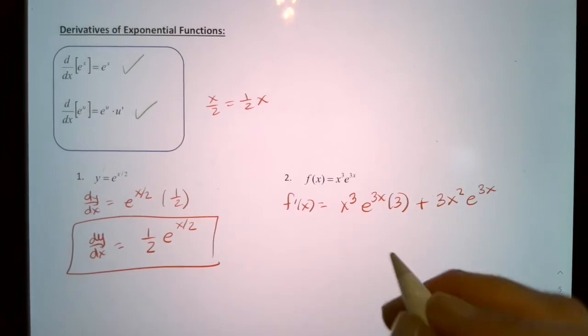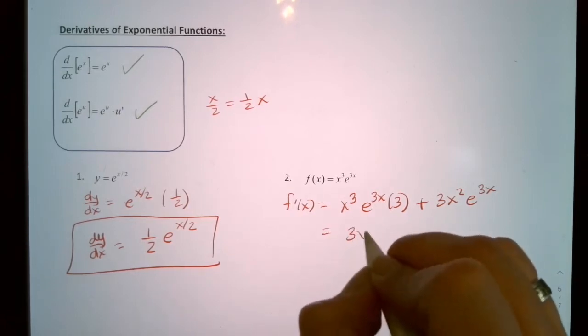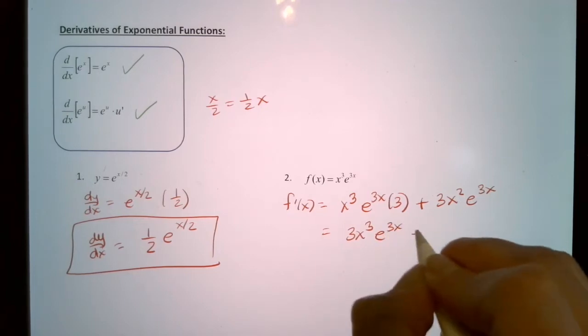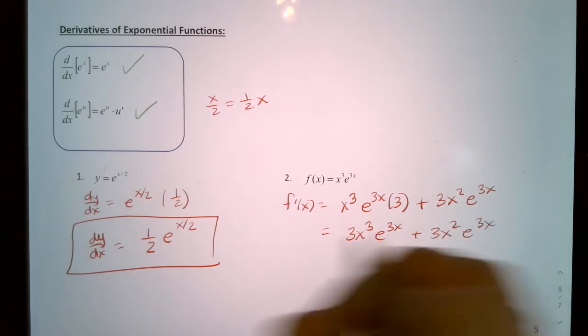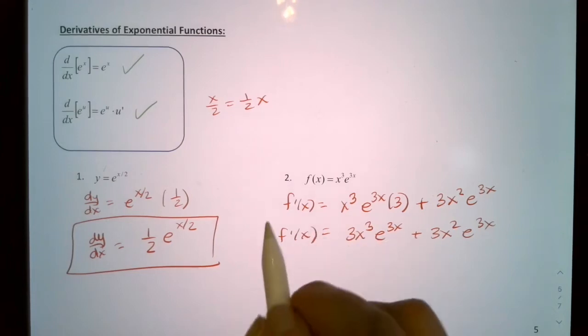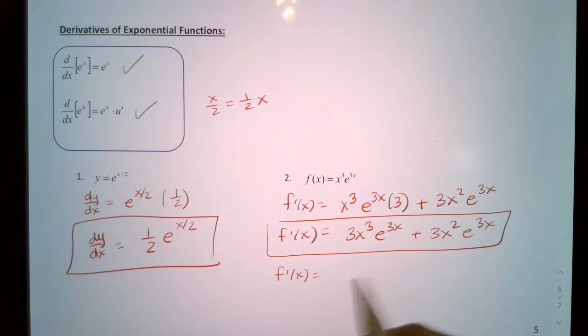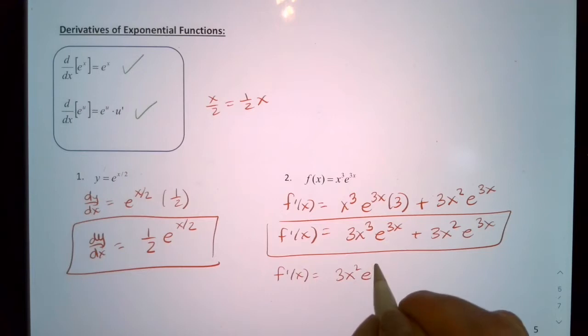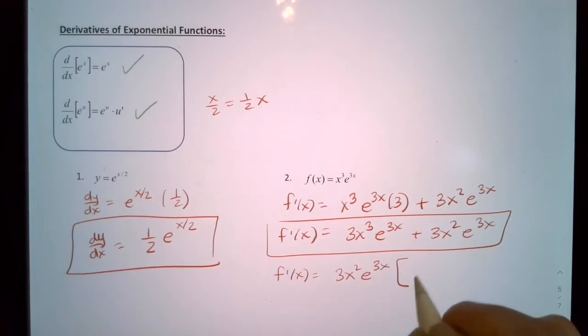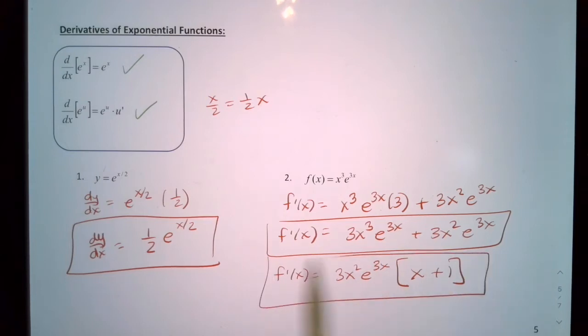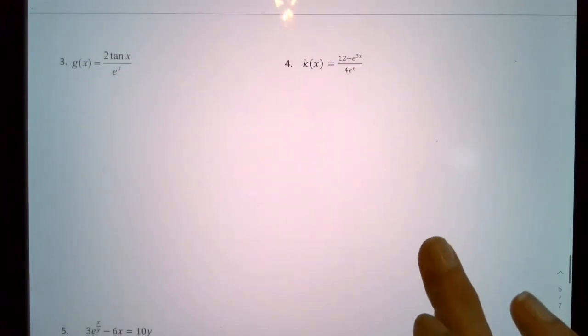I'll just regroup a little bit. Play around with it. That's 3x cubed e to the 3x plus 3x squared e to the 3x. That's a good-looking derivative. Be prepared for seeing something that might be factored out. So take out a GCF. 3x squared e to the 3x would be your GCF. So just be comfortable with recognizing that this is the same exact expression. Okay, it just looks different. Okay. All right, let's move on to some of these guys in here.